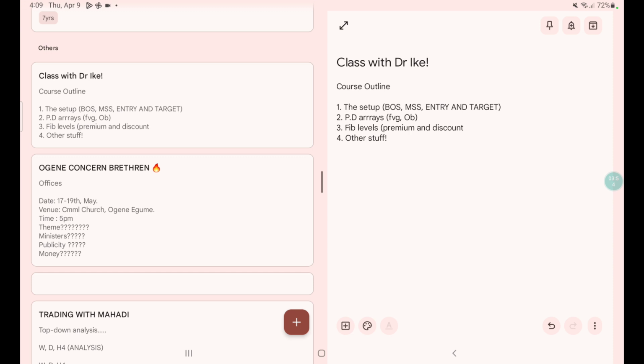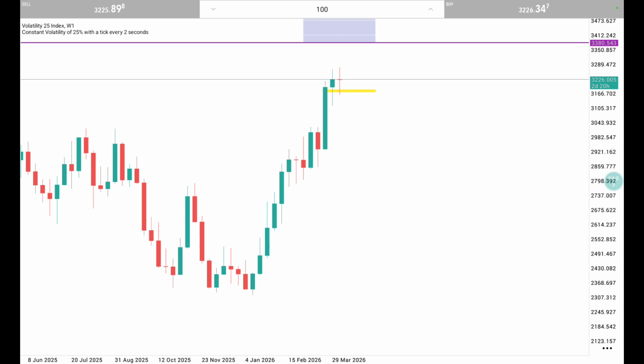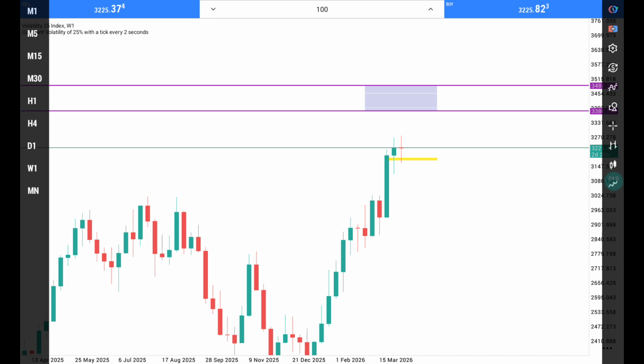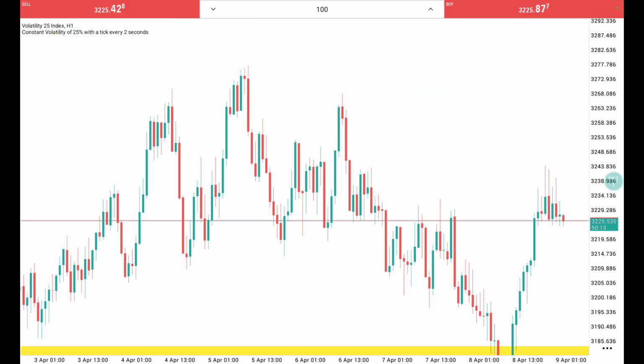So today I want to discuss market structure. Let's start with market structure. That is really the strength of price action. The strength of price action is market structure. So this is Volatility 25 Index on the 1 hour time frame.